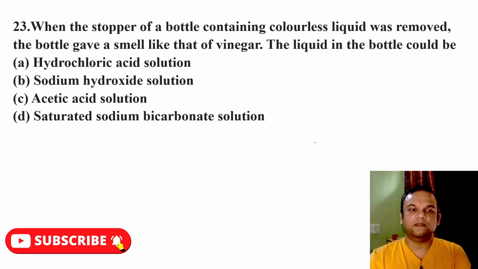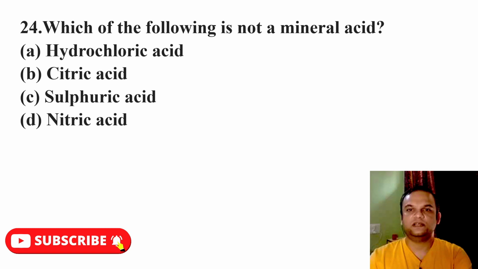Next question, when the stopper of a bottle containing a colorless liquid was removed, the bottle gave a smell like that of vinegar. The liquid in the bottle could be acetic acid. Acetic acid is the major component of vinegar, and that is why the answer is acetic acid solution. Next question is, which of the following is not a mineral acid? Out of hydrochloric acid, citric acid, sulfuric acid and nitric acid, citric acid is the organic acid. It is found in all the citrus fruits. So, this will be the answer.